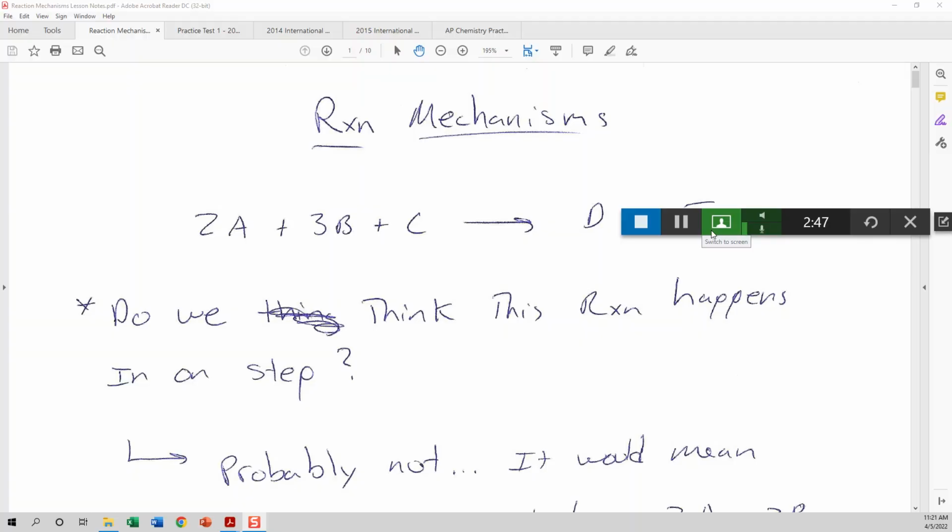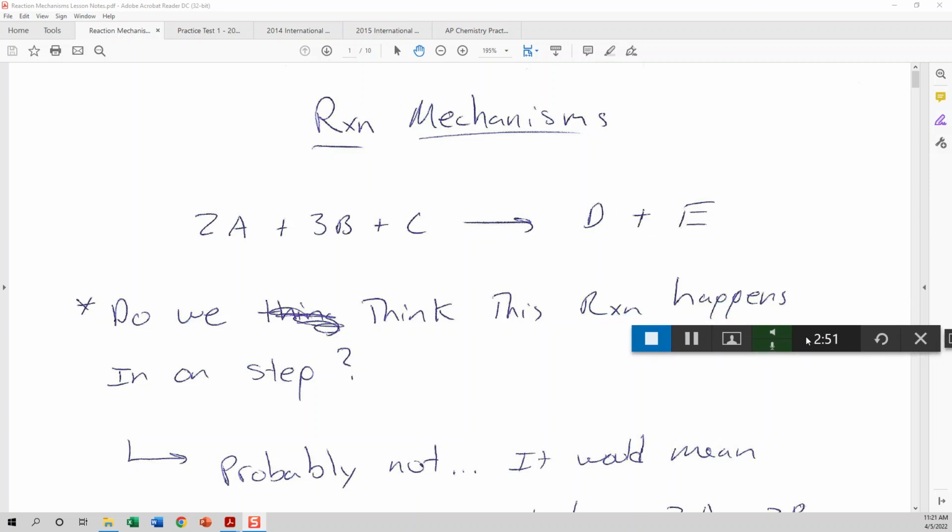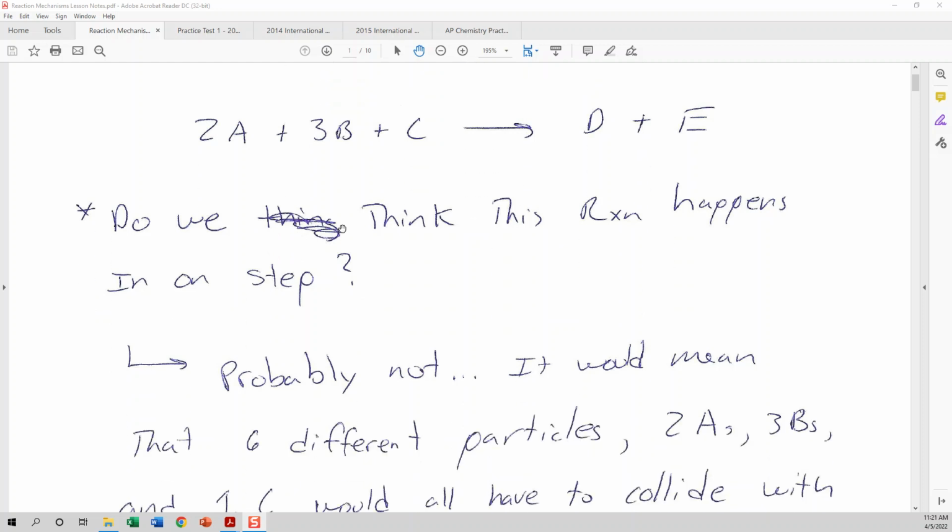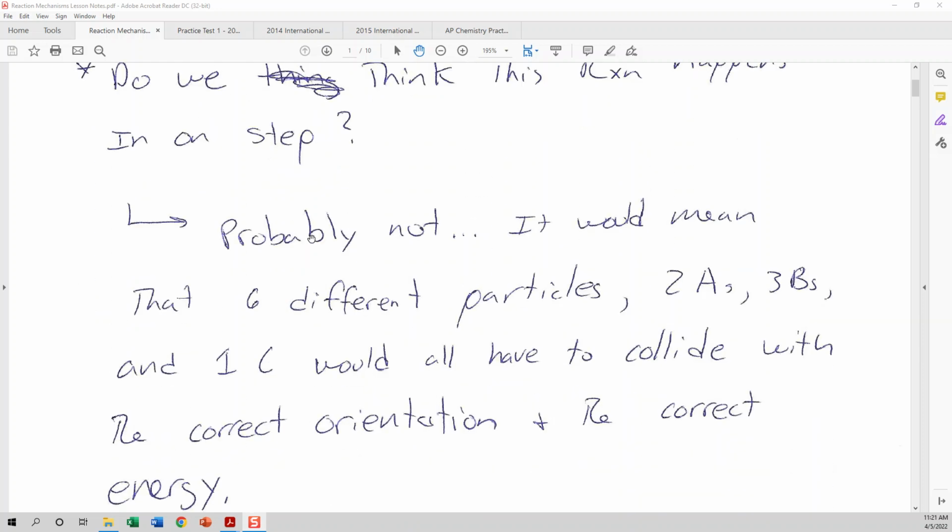First we want to understand what a reaction mechanism is. So let's look at this reaction. It says 2A plus 3B plus C yields D plus E. So this is some chemical equation. The first question is, do we think that this reaction might happen in one step? And your answer should probably be no.